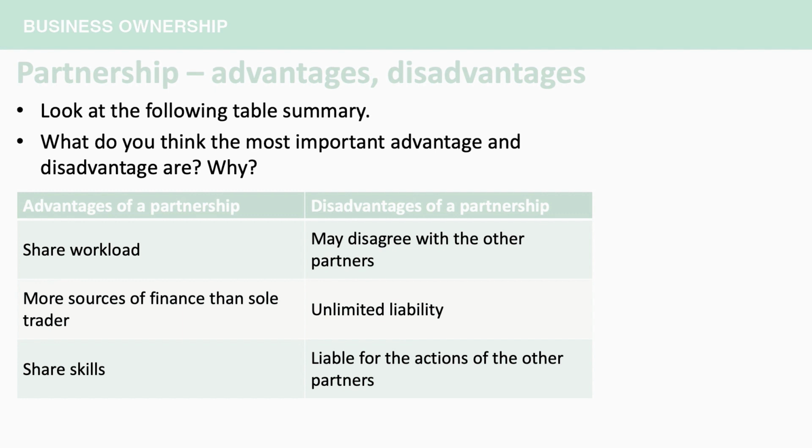Now, disadvantages of a partnership. Well, you may disagree with the other partner. Also, in a partnership you are still liable, so it's unlimited liability. If someone sues you, both of you are still fully liable. And also, you're liable for the actions of the other partner too.